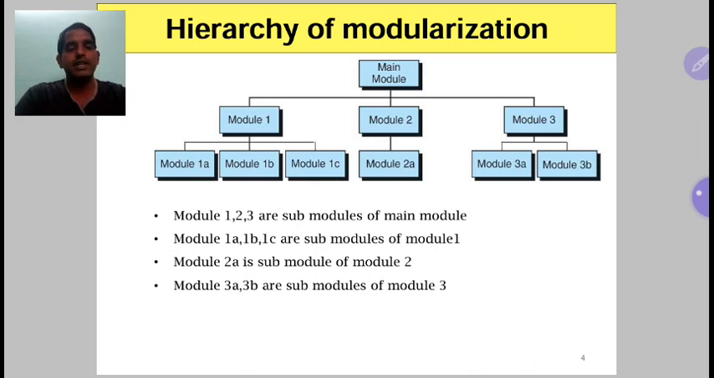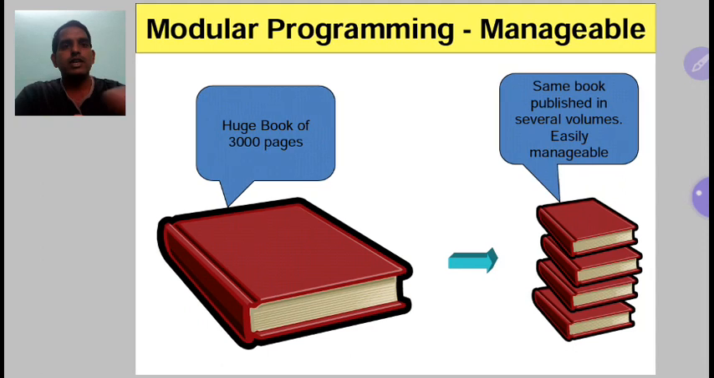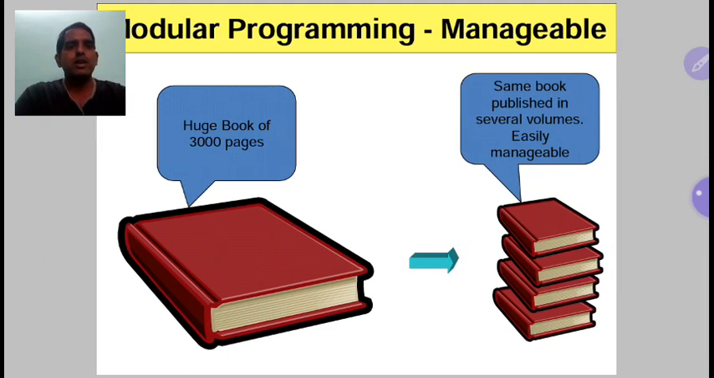You can further break that down into some more modules until you find an elementary part which can be easily understood. You can write the code directly for that one. If there are any errors, we can easily identify them in a particular module. So modular programming is very easy to manage.